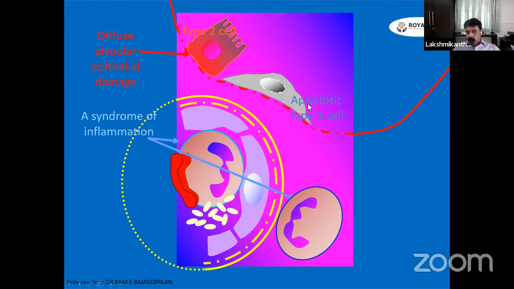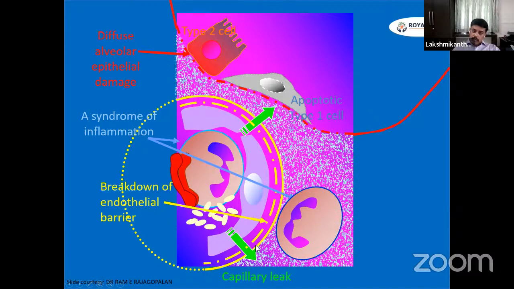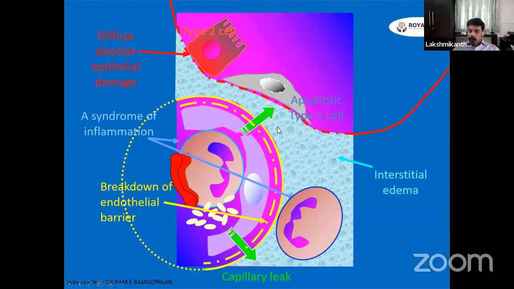This is your alveolar level. This is your capillary endothelium. There is a diffuse alveolar epithelial damage as well as breakdown of the endothelial barrier. Once the endothelial barrier breaks through, what happens? There is leakage of fluid from the capillary endothelium into the interstitial space. There is more and more interstitial edema, or pulmonary edema.